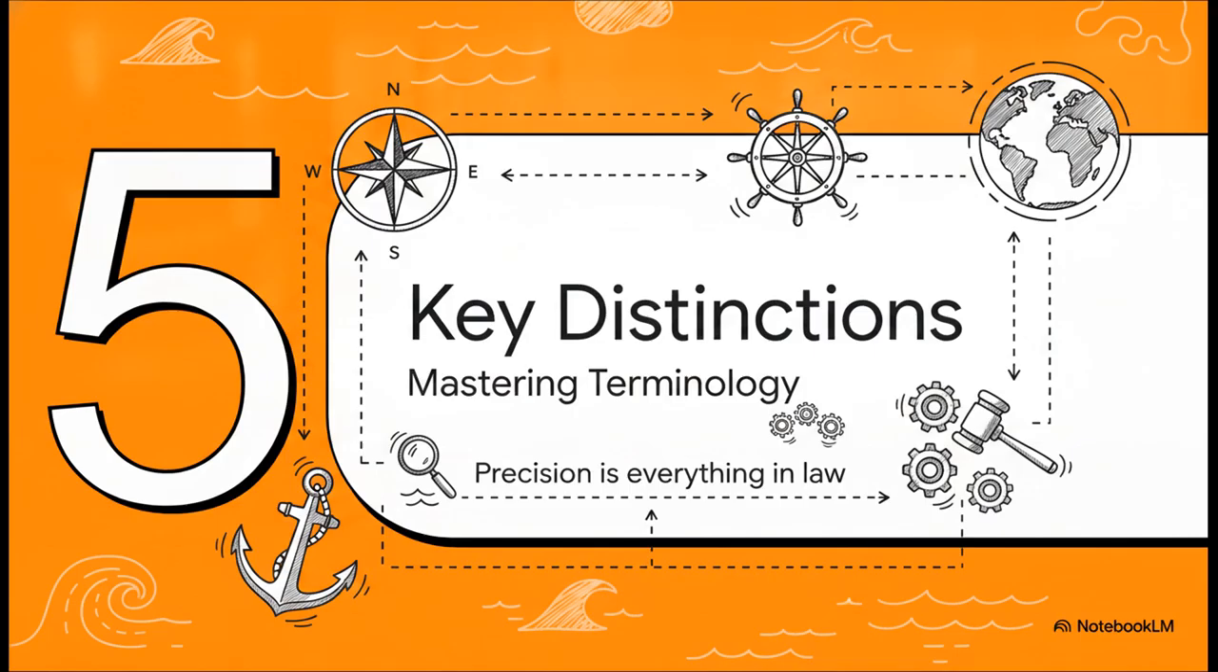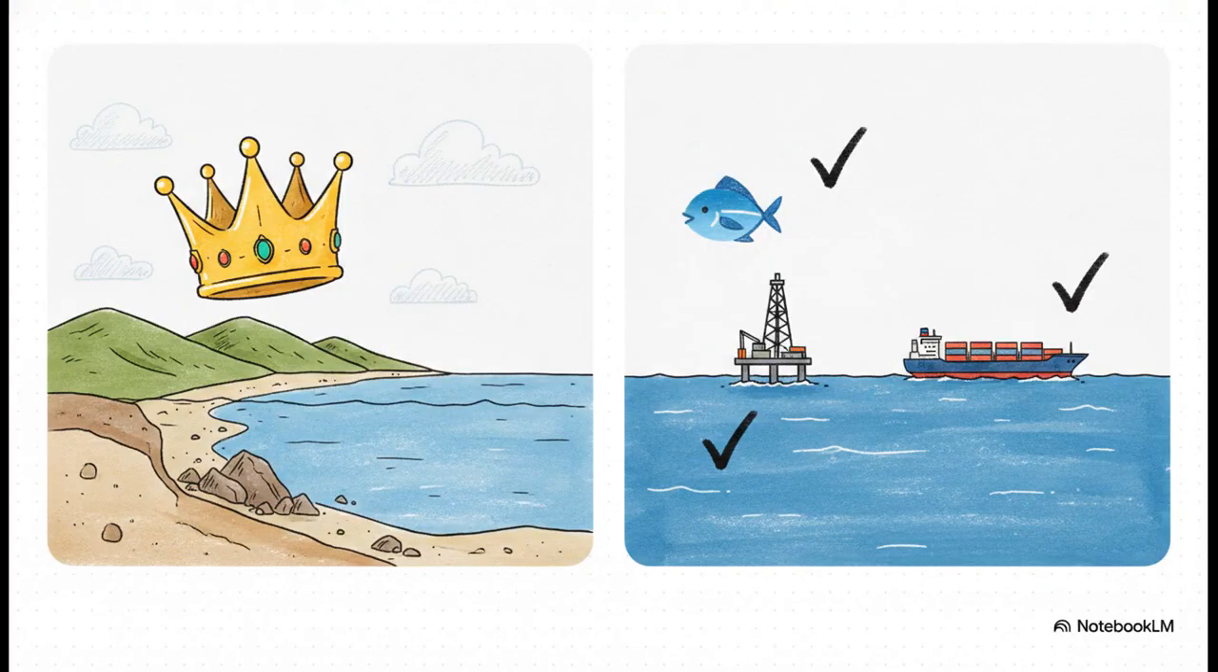Part 5, Crucial Jurisdictional Distinctions. Let's make sure we've mastered this terminology. The most frequently confused distinction in this subject is between sovereignty and sovereign rights. Look at the left side of this table. Full sovereignty applies near the shore, in internal waters and the territorial sea. It means absolute territorial control over the water, the airspace, and the seabed.